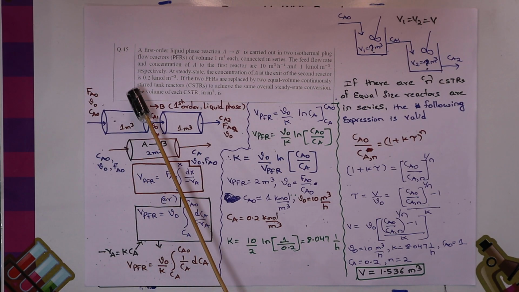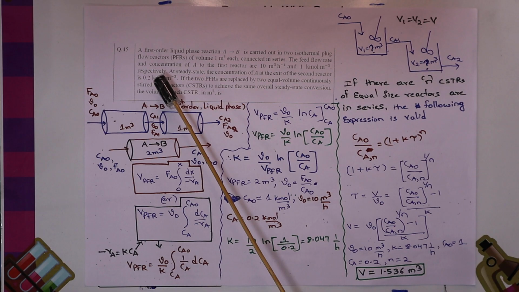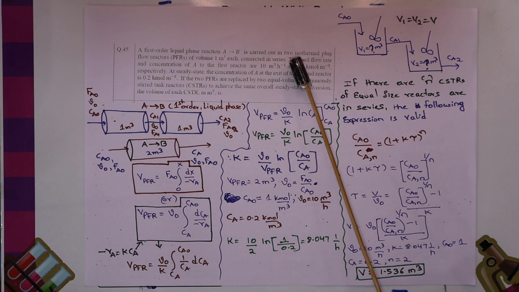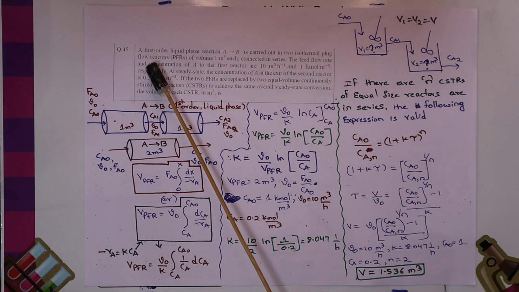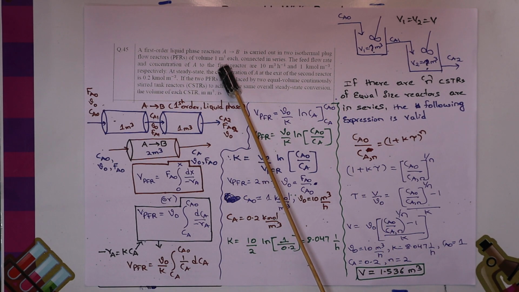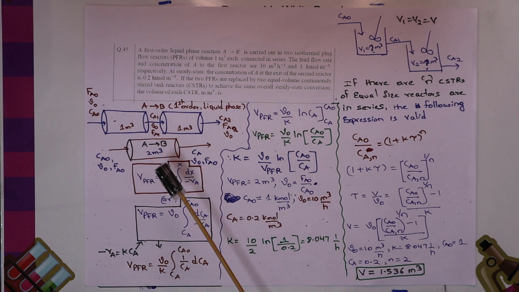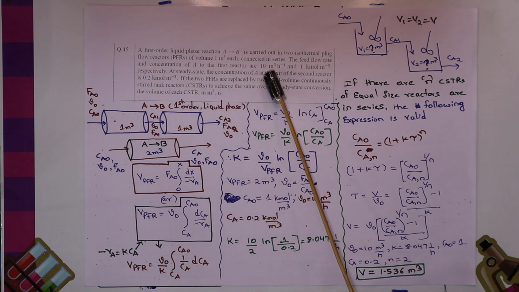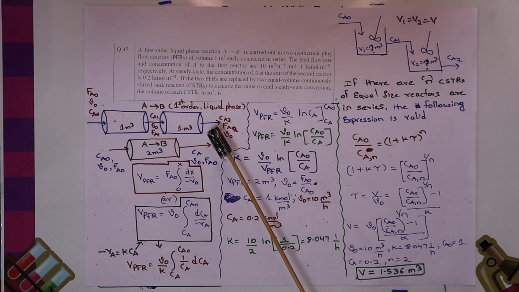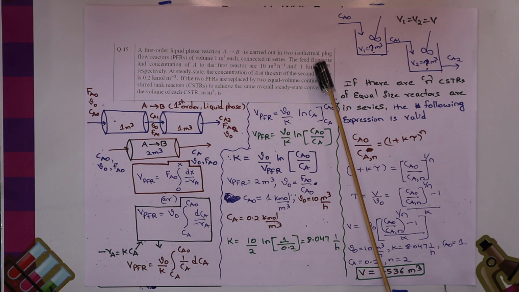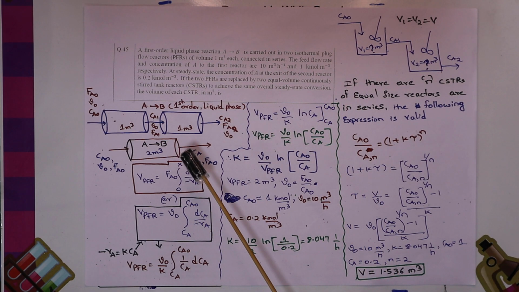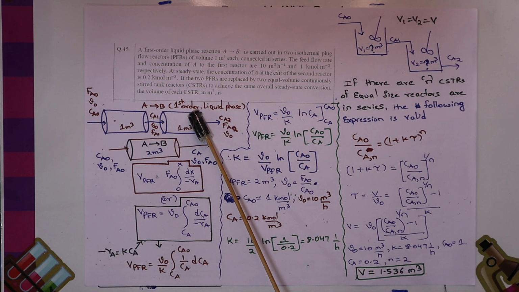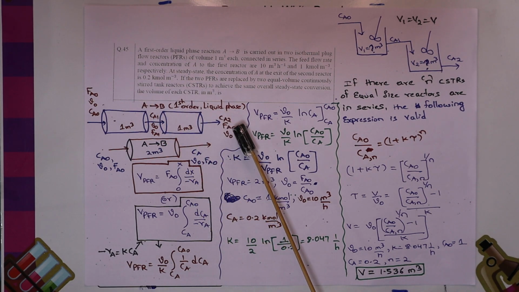Let us move to question number 45. In question number 45, it is asked: a first order liquid phase reaction A gives rise to B is carried out in 2 isothermal plug flow reactors of volume 1 meter cube connected in series. The feed flow rate to the first reactor is 10 meter cube per hour, and the concentration of A is 1 kilomole per meter cube. At steady state, the concentration of A exiting the second reactor is 0.2 kilomole per meter cube.